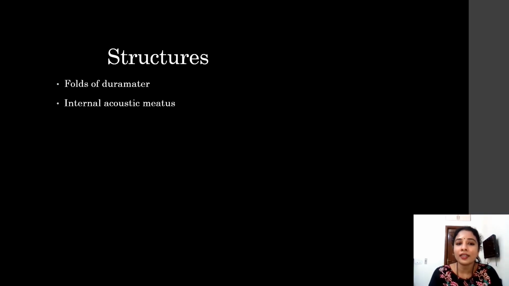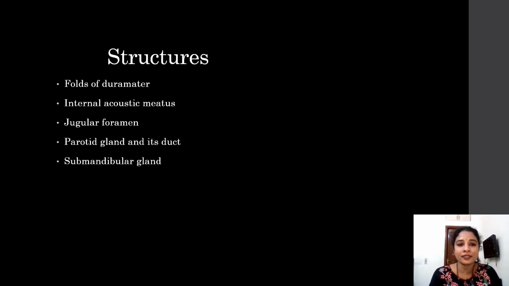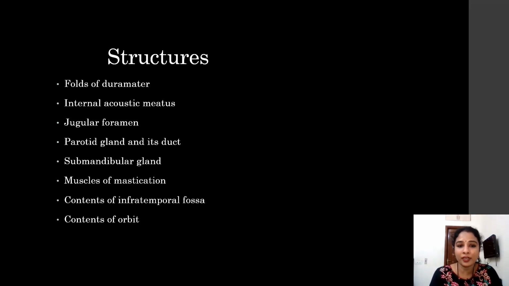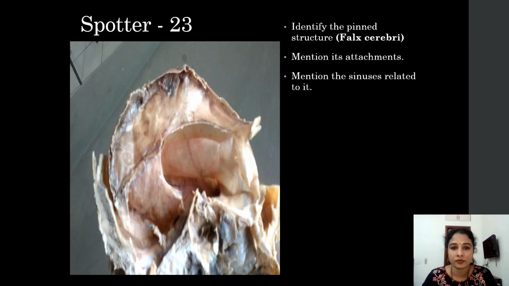So the structures we are going to cover in today's session are folds of dura mater, internal acoustic meatus, jugular foramen, parotid gland and its duct, submandibular salivary gland, muscles of mastication, contents of infratemporal fossa, and contents of orbit. So these are the topics which we would cover today.